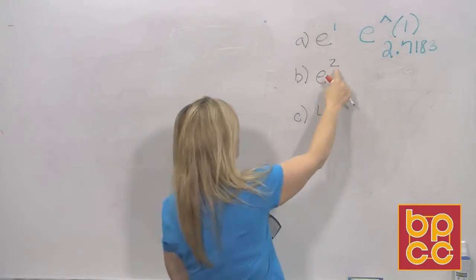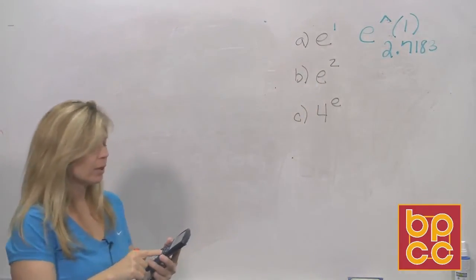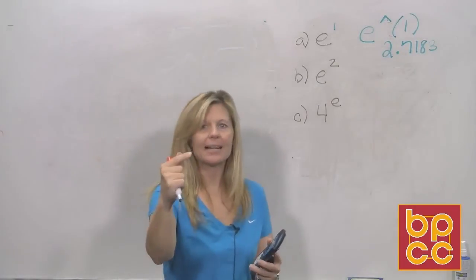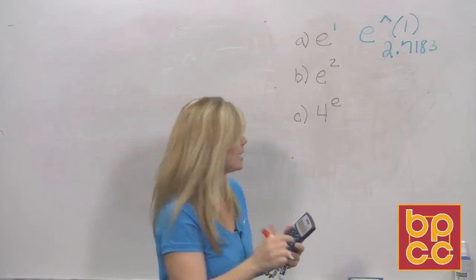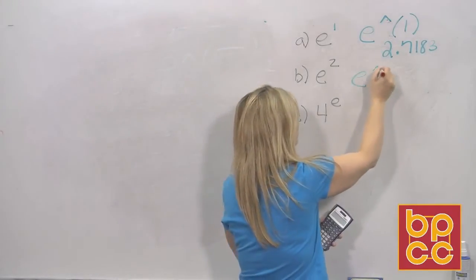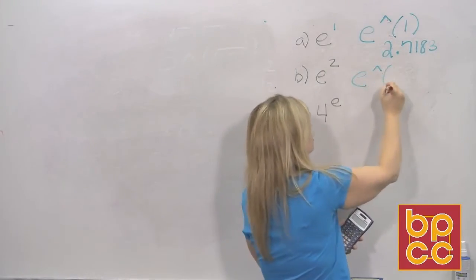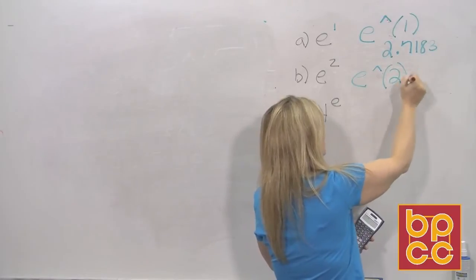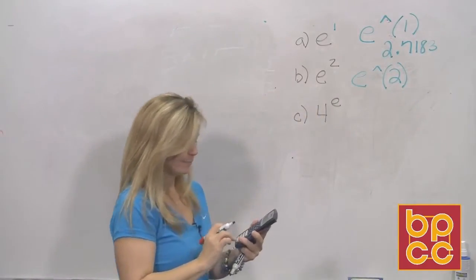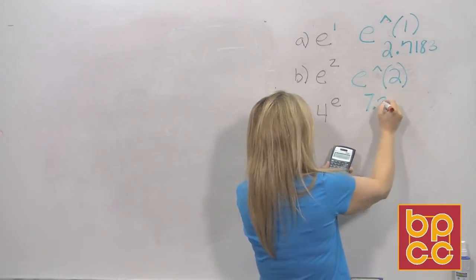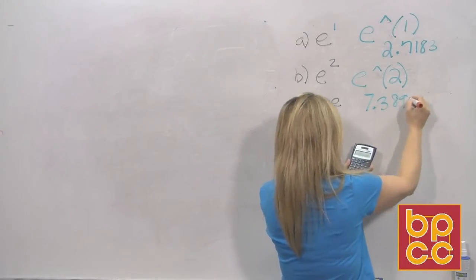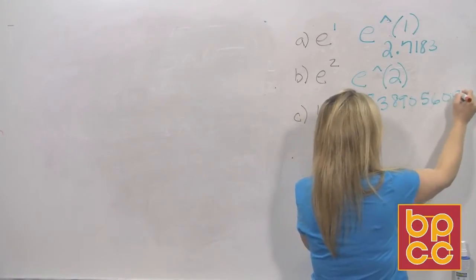All right, so to type in E squared, how are we going to do it? To get E, we're going to hit second or shift LN. E is waiting for its exponent. Well, we see its exponent. It's a 2 here. So open parentheses 2 and then close it. Hit equals and you get a lovely decimal. 7.389056099.